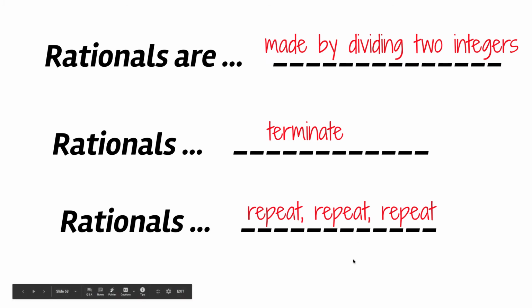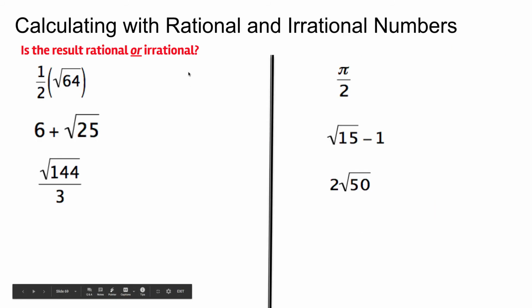Let's look at this in a little bit more of an advanced way. Calculate with rational and irrational numbers. Is the result rational or irrational? Find the next part in your notes titled Calculating with Rational and Irrational Numbers. So now we're going to calculate with them and see what our answer is. Is our answer rational or irrational? So that's what we're going to decide.